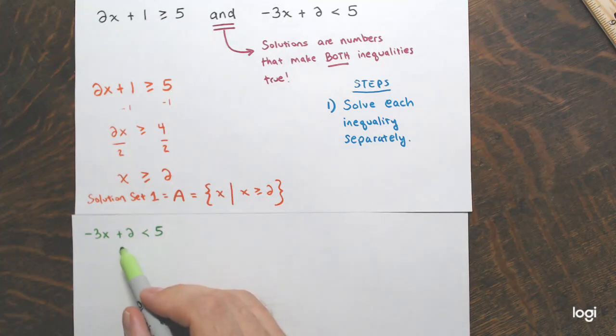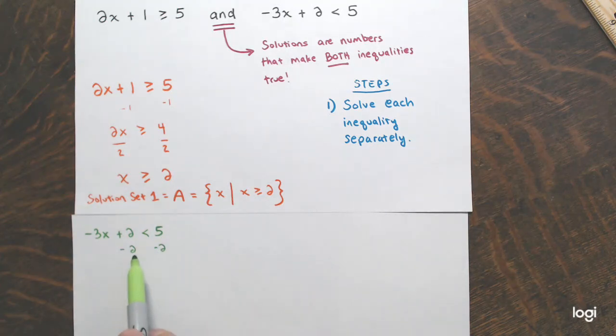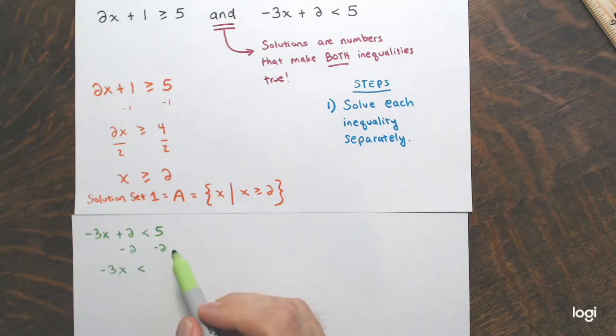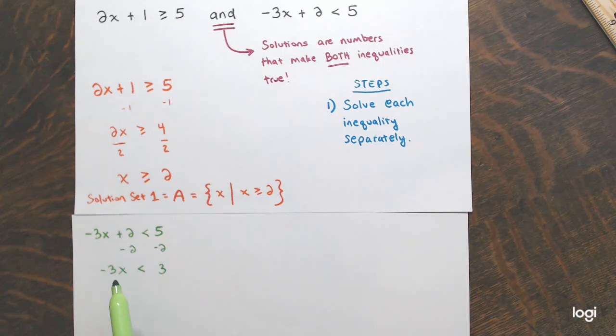I'm going to have to subtract 2 first. And that is just subtraction. Addition or subtraction does not change the direction of the inequality. So we have negative 3x on the left is less than, same symbol, and 5 minus 2 is positive 3 on the right. And then I want 1x, not negative 3x, so I'm going to divide by negative 3.